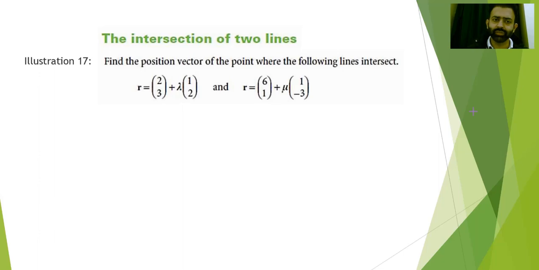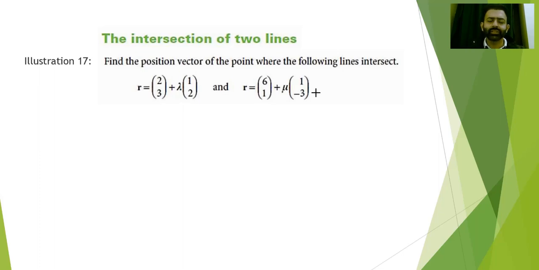So the question is that we have to find the position vector of the point where the following lines will intersect. If you recall, in the Cartesian system, you have been given two lines, let us say x plus y is equal to 2 and 2x minus y is equal to 4. For two straight lines, the point of intersection will satisfy either of the two equations, right? So what you do is you substitute.